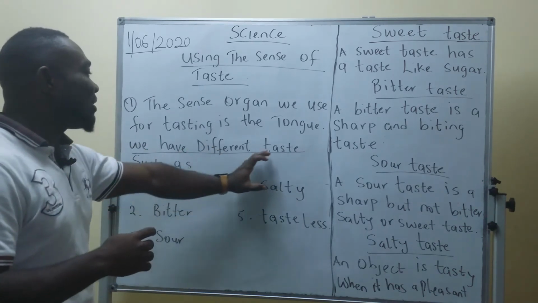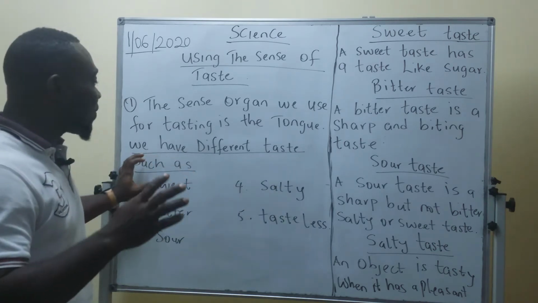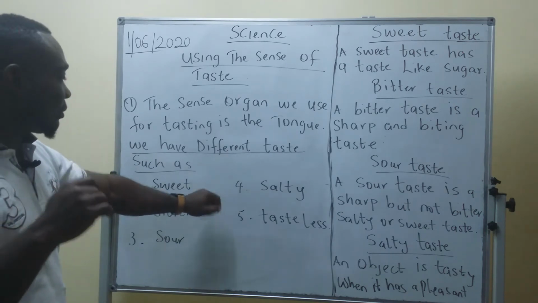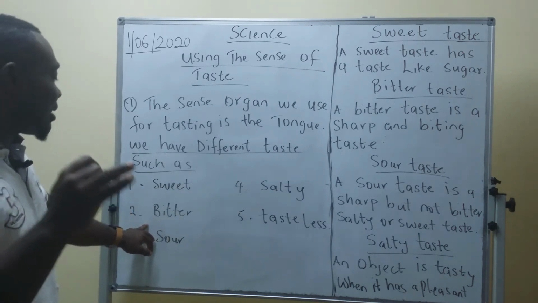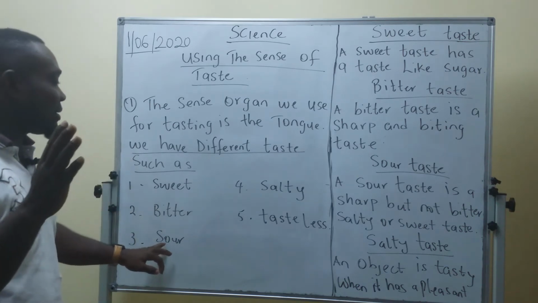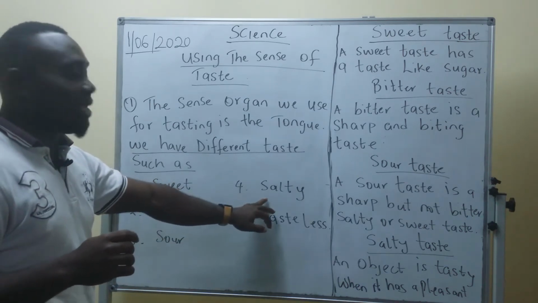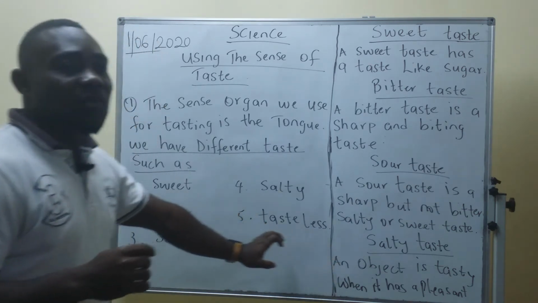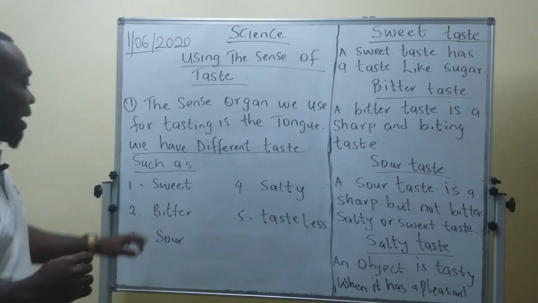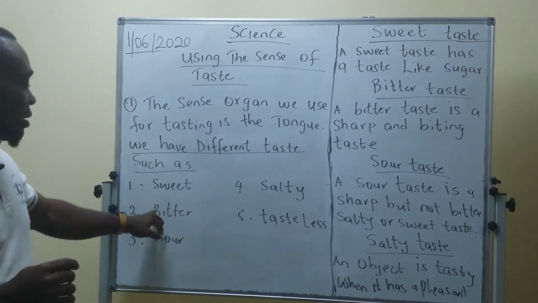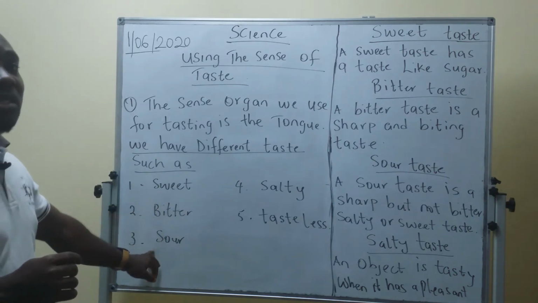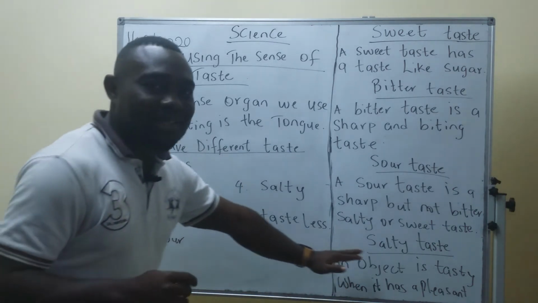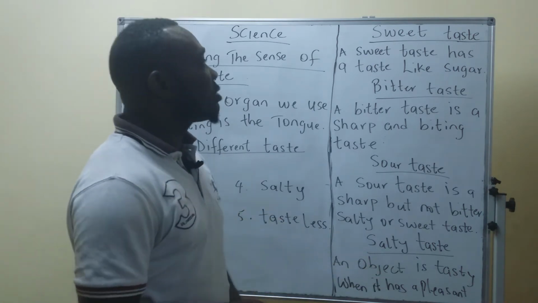Now we have different tastes, such as number 1, sweet taste. Number 2, bitter taste. Number 3, sour taste. Number 4, salty taste. And last but not the least, tasteless. Let me take it again. Number 1, we have the sweet taste, the bitter taste, the sour taste, the salty taste, and last but not the least, tasteless. Okay? Now let's go on to the first one.